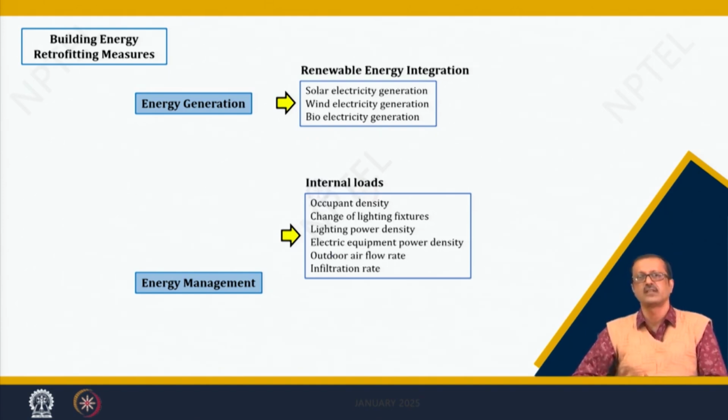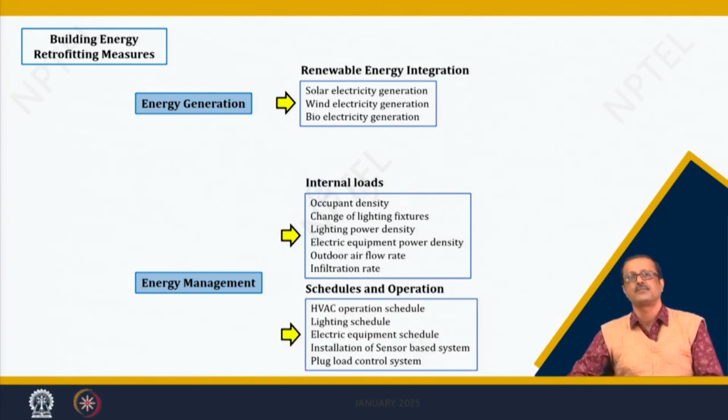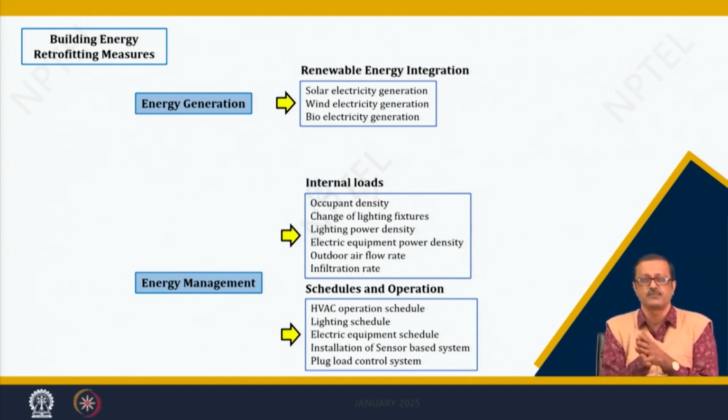We can also check the infiltration rate. So these are the internal loads, and there can be changes in the schedules and operation types. The HVAC operation schedule, if possible, we can change it. Then it will be of a regular scenario. The peak demand can be reduced, and maybe we can go for overall efficient systems or energy use. Lighting schedule, similarly, we can change. Electrical equipment schedule also we can change. So all the system schedules we can think of changing.